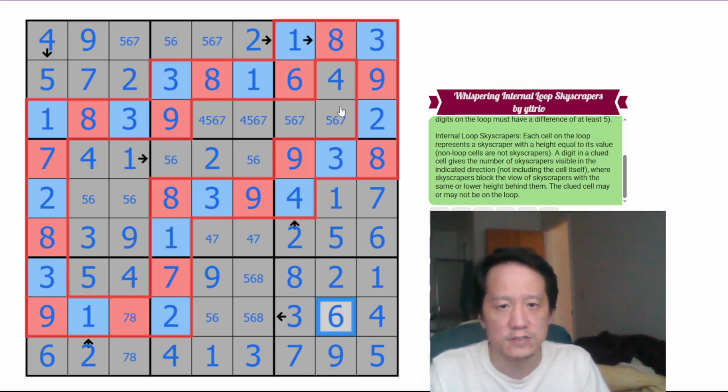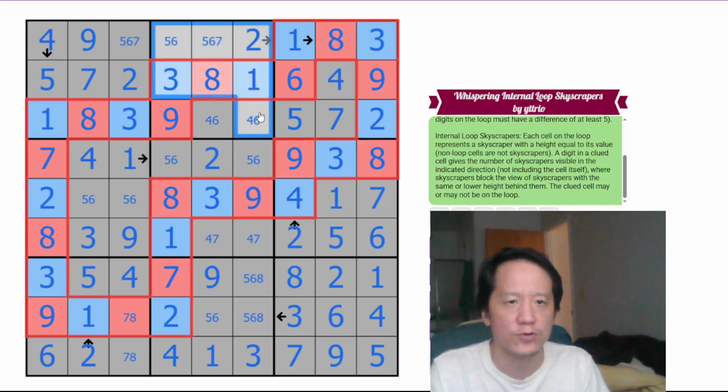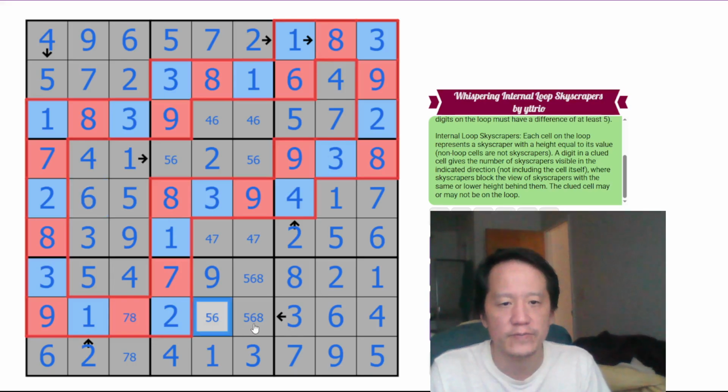So this is 8, 7, 6. This can't be 5 or 6, so this is 7. This can't be 6 or 7, so this is 5. No 5, 7 here. This is a 4, 6 pair, which eliminates 4 and 6 in the rest of the box. This can't be 6. This is 5. This can't be 5 or 6, so this is 7. This has to be a 6, which forces this to be 5, this to be 6.